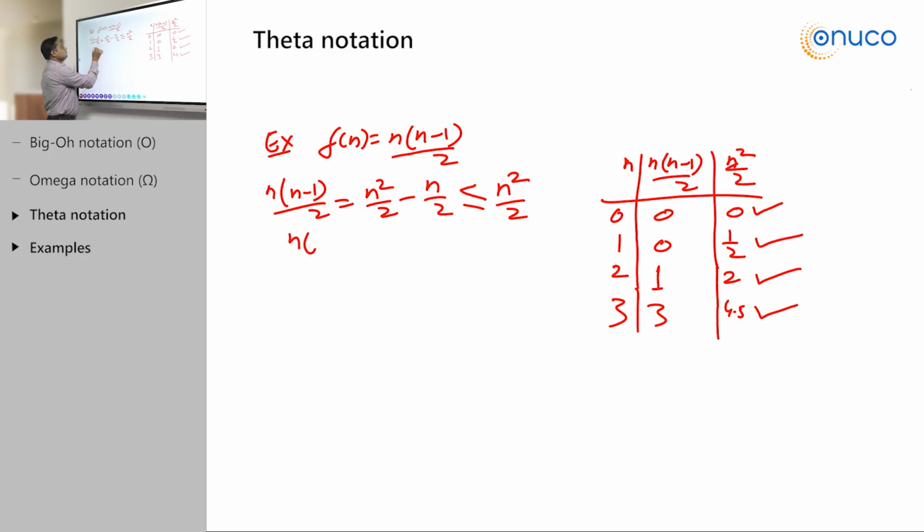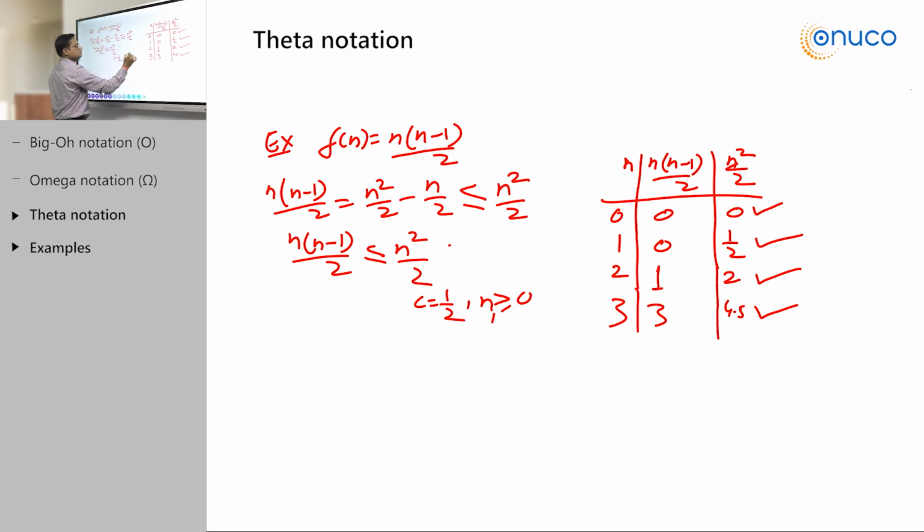So we can say that n into n minus 1 divided by 2 is less than or equal to n square by 2, where c is equal to 1 by 2. And what about n? n1 is greater than or equal to 0, because it holds for all values from 0 onwards; n square by 2 will have larger values. So one part is done, when we are saying f of n is lesser than g of n. So the big O part is done.